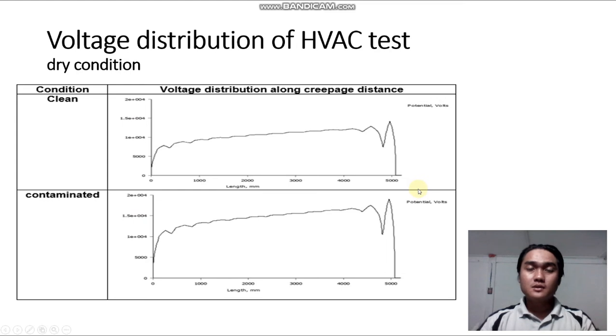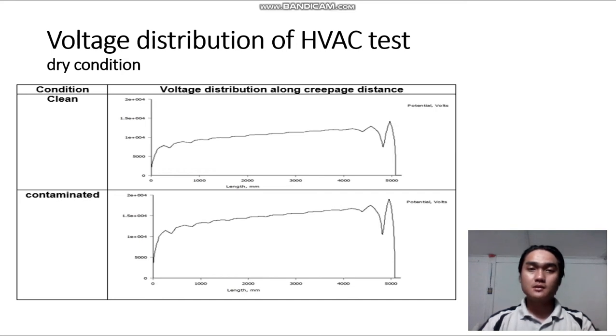The voltage condition on the graph shows that the voltage starts rising from creepage distance 0 mm to 4000 mm and decreases before reaching 5000 mm, and then sharply rises at the creepage distance 5000 mm.